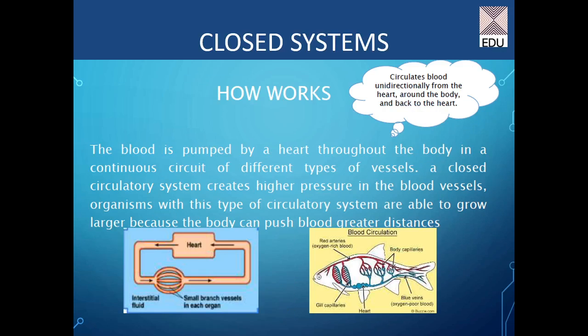Now, how does this system work and what is the significance of closed systems? It circulates the blood unidirectionally from the heart around the body and back to the heart. This is a very important aspect of closed systems, that this system is unidirectional. The blood is pumped by a heart which is situated somewhat in the middle of the body, throughout the body in a continuous circuit of different types of vessels.